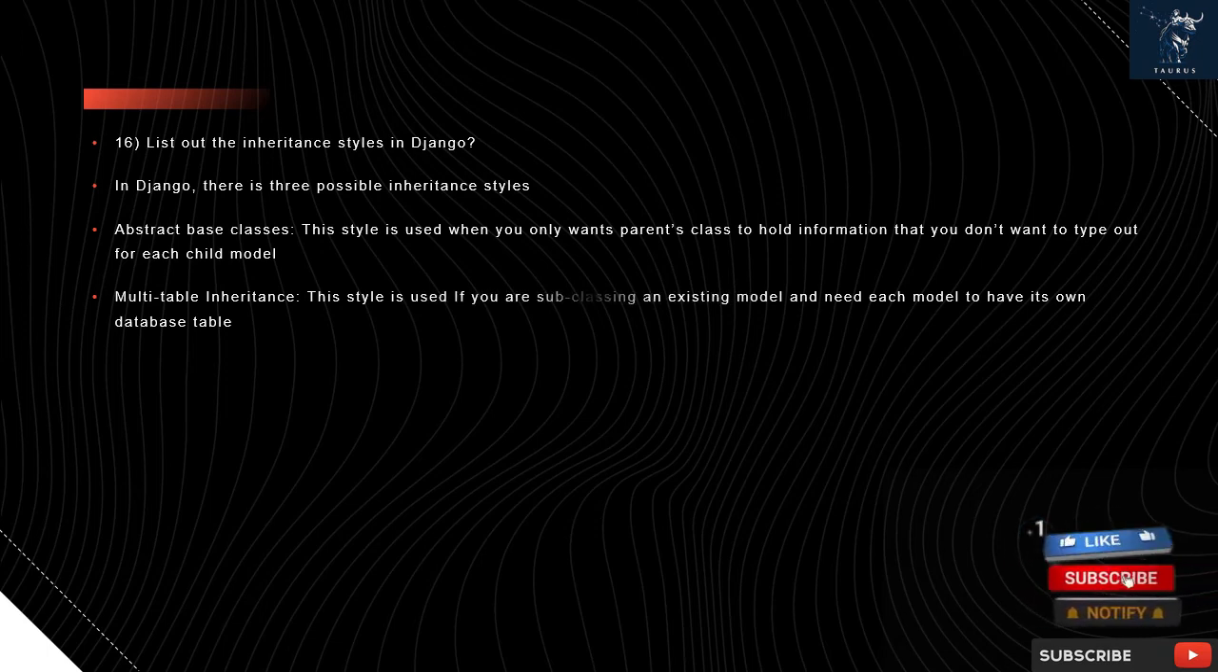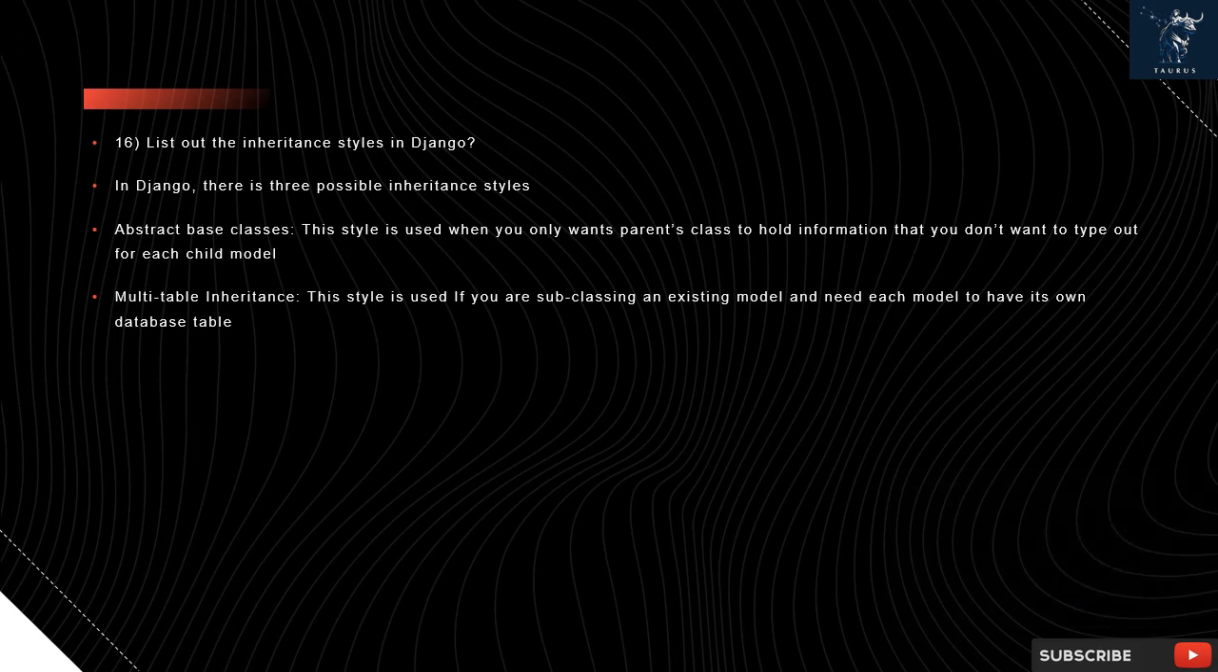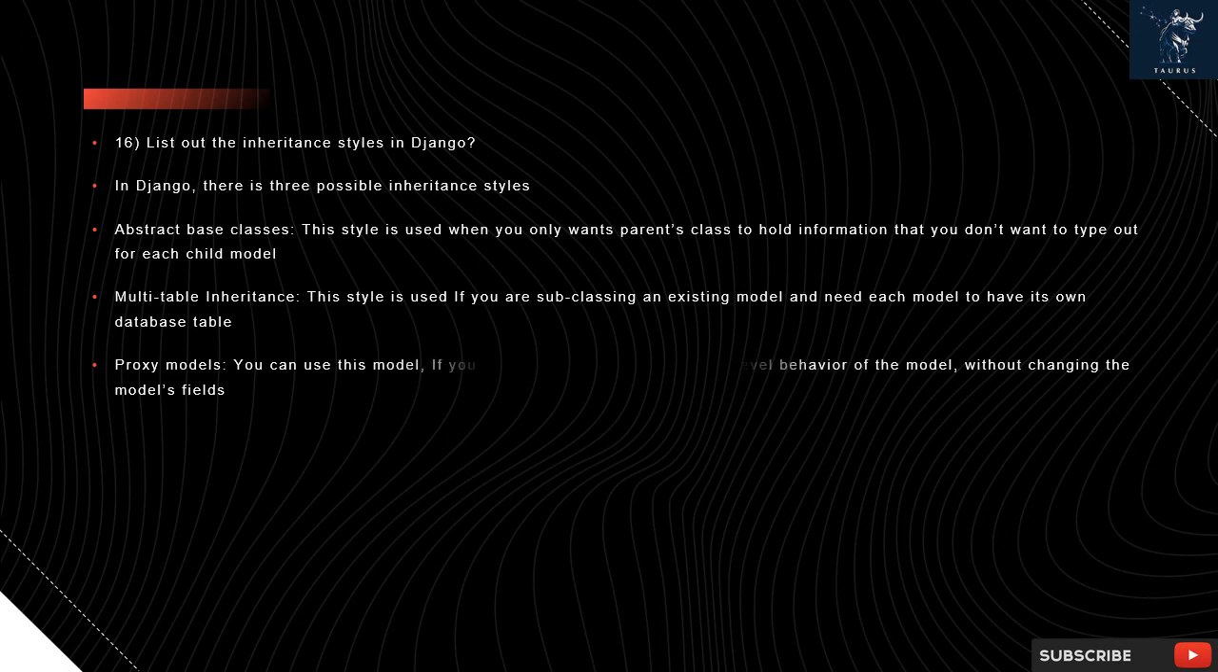16. List out the inheritance styles in Django. In Django, there are 3 possible inheritance styles. Abstract base classes: this style is used when you only want the parent class to hold information that you don't want to type out for each child model. Multi-table inheritance: this style is used if you are subclassing an existing model and need each model to have its own database table. Proxy models: you can use this model if you only want to modify the Python-level behavior of the model without changing the model's fields.